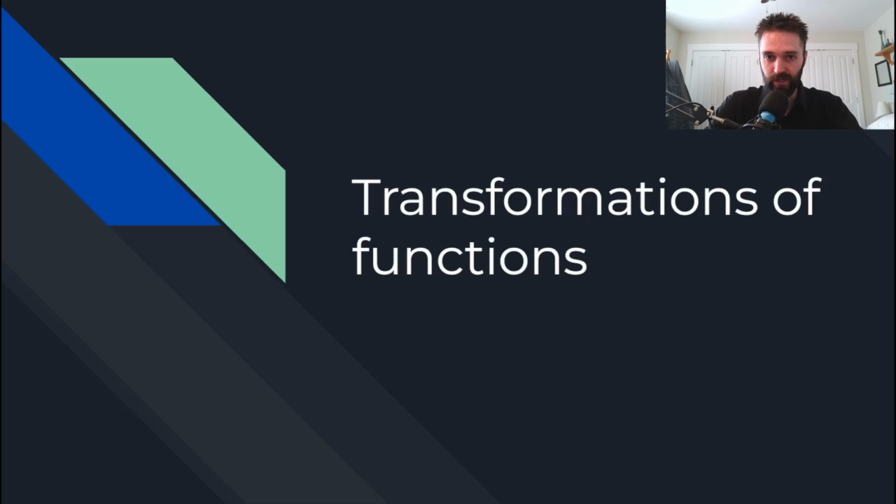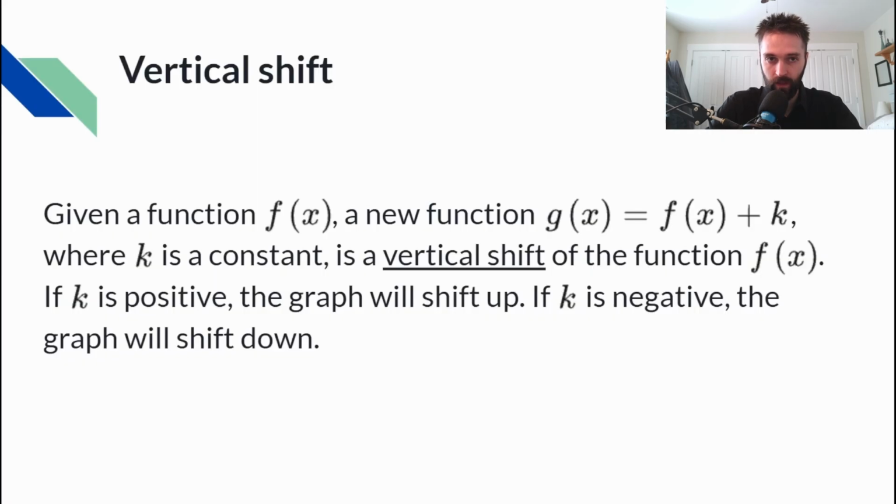Okay, here we go. Transformations of functions. The first transformation we'll look at is a vertical shift. Given a function f of x, a new function g of x equals f of x plus k, where k is a constant, is a vertical shift of the function f of x. So we have some function f, and we have a new function g that we define by shifting f up by k units.